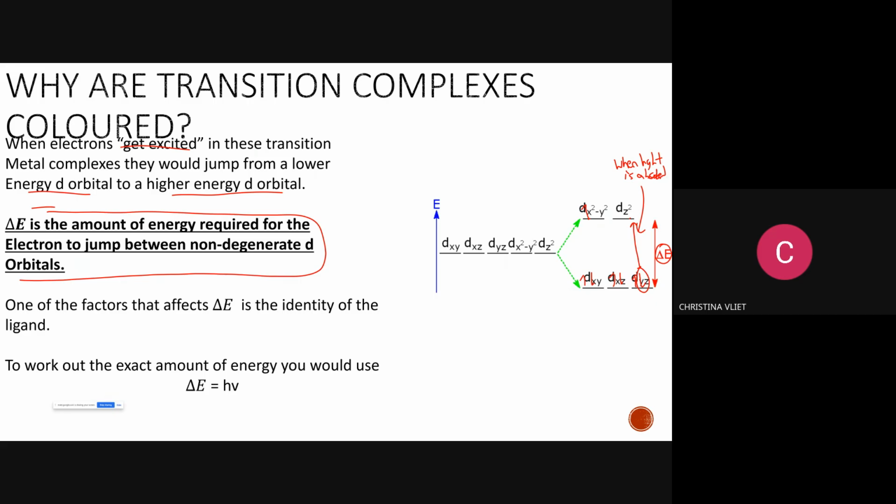The factor that affects how large delta E is, the difference between these, is the ligand. So different ligands will cause different delta E's, which means different energy differences, which means different colors. And so there's an actual equation for this.